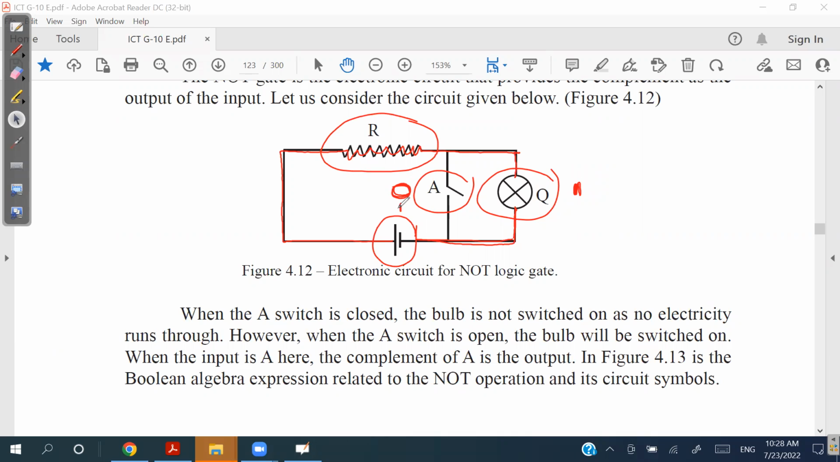What happens when A is 1? A is 1 means you are going to complete this part. Completing this will create a shortcut for the electricity to flow. So it goes over here and comes over here, and since it has a shortcut, it gets shorted over here. So the bulb is not going to light up when the switch is on.